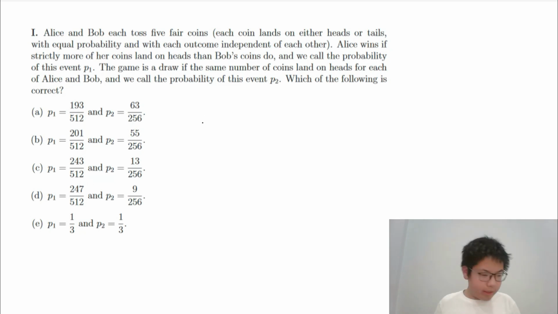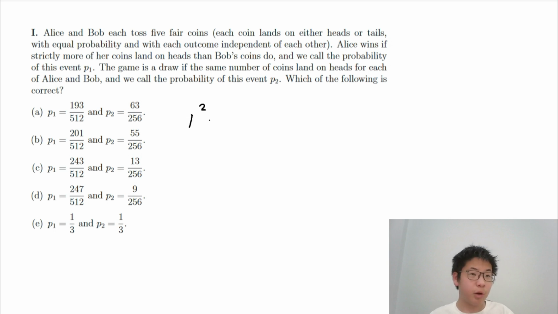I'm Nathaniel, and today we are going to do Question 1 of MAT 2022. The question discusses a game. Alice and Bob each toss 5 fair coins. Alice wins if she gets strictly more heads than Bob. Otherwise, if they get the same number of heads, the game is a draw. So when is the game a draw?